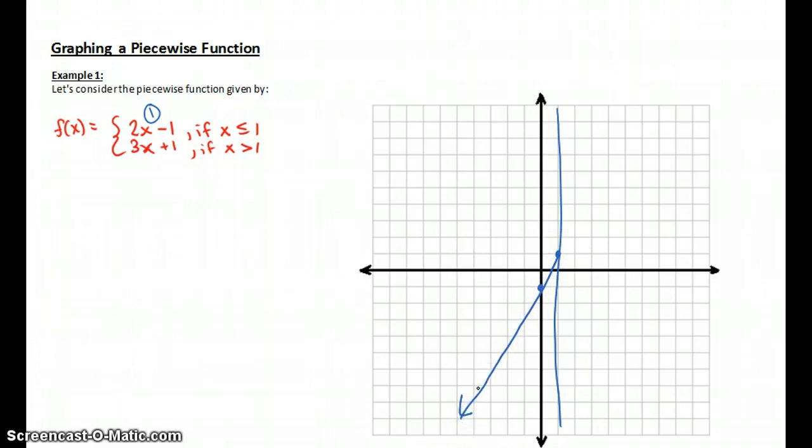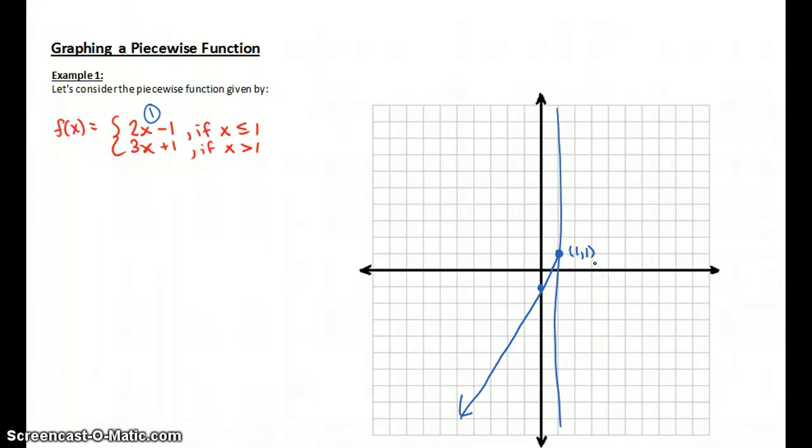So whenever x is less than or equal to 1, I've got my left branch of my piecewise function, 2x minus 1. And we do want that defined whenever x is 1, because it's x less than or equal to 1. Whenever x is 1, if I plug in 1, 2 times 1 minus 1 is 1. So that point is 1, comma 1.